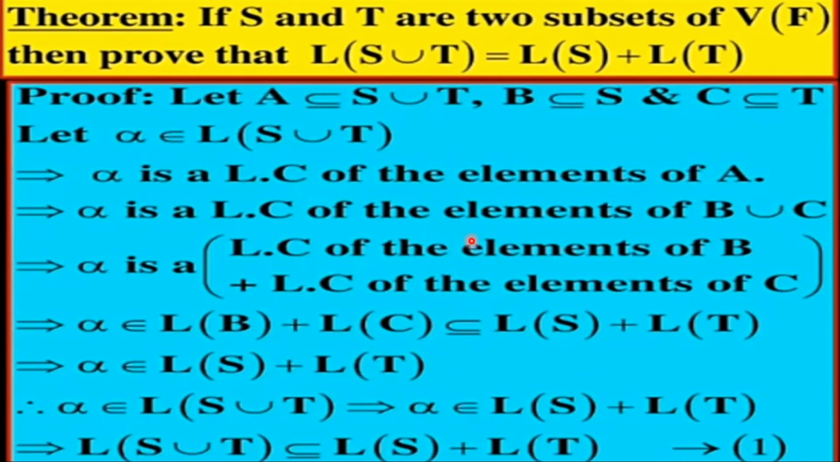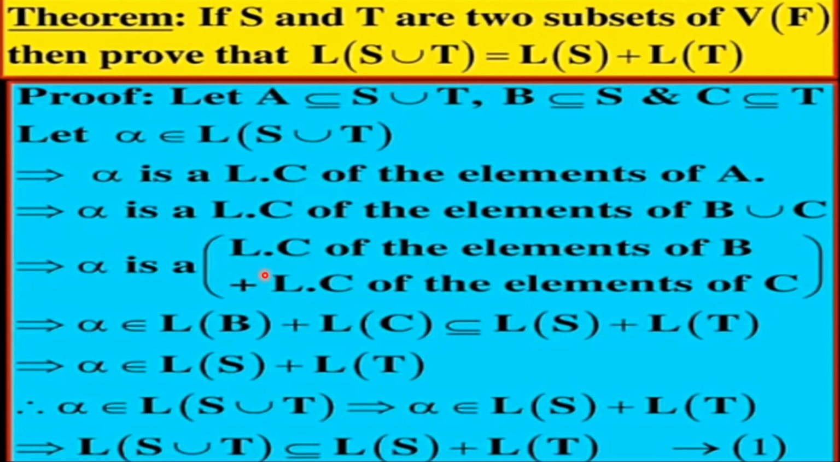Next theorem. If S and T are two subsets of V(F), then L of S union T equal to L of S plus L of T. Let A be a subset of S union T, B a subset of S, and C a subset of T. Take an element alpha in L of S union T. That gives alpha is a linear combination of the elements of A, because A is a subset of S union T. That gives alpha is a linear combination of the elements of B union C, because B is a subset of S and C is a subset of T.